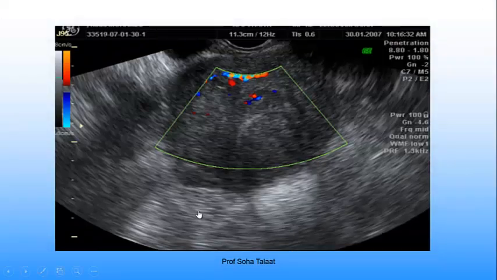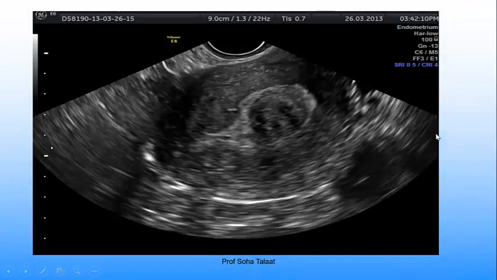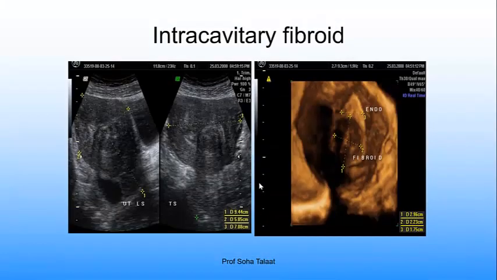This is the fibroid we've seen before. See here the vessels around the fibroid, and there is no vascular pedicle coming like the polyp lesion. This is another case. It's also isoechoic to the myometrium. There is a myometrial base, and this is the myometrial base, and the endometrium is seen splayed over. So this is an intracavitary fibroid or submucous fibroid.